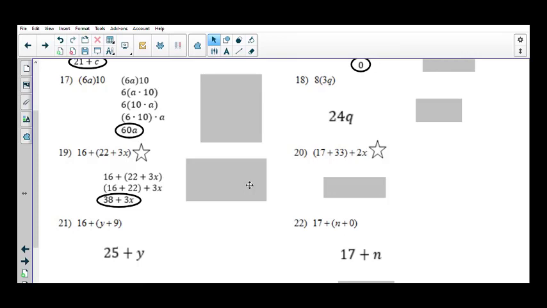All right, so number 20. What do you think the answer to this one is? If you're thinking 50 plus 2x or 2x plus 50, you've got it. You cannot combine 50 and 2x because 50 doesn't have an x, 2x does. You leave it as it is.